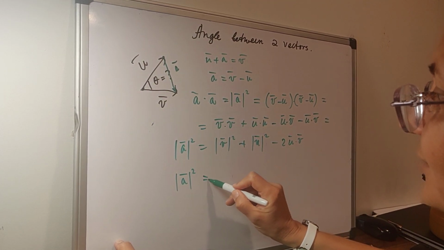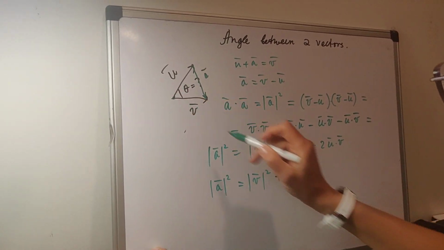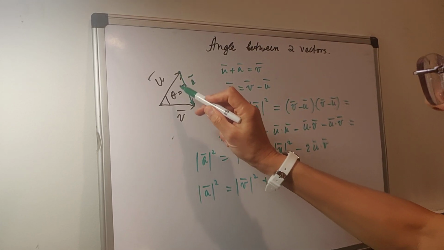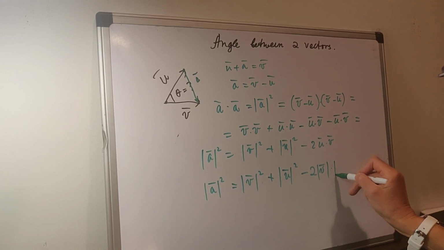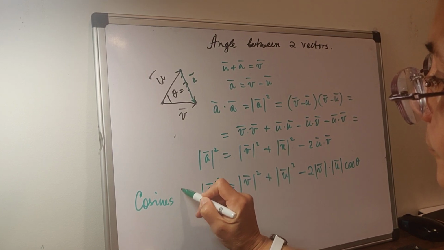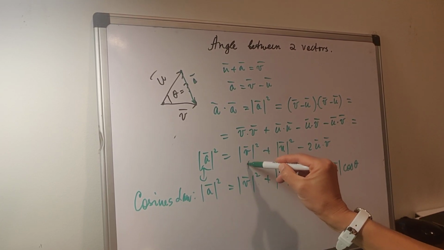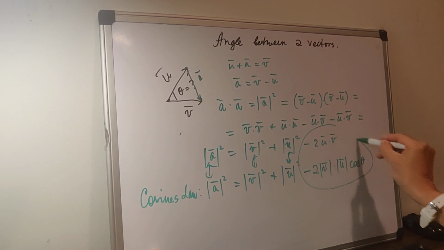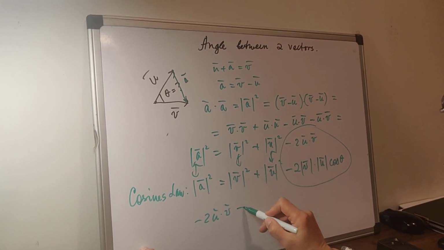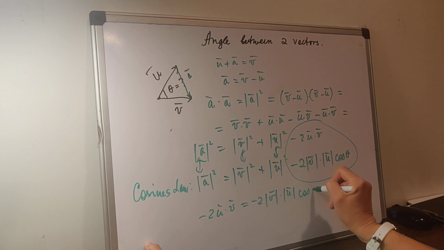The length of the side opposite to angle theta equals the length squared of this side plus the length squared of this side, where length means these bars, minus 2 times the length of side v times the length of side u, and the cosine of theta. That's the cosine law. We're going to compare these two expressions and see that these two are the same, these two are the same, so this must be the same. I'm going to write them down. Minus 2uv, that's the dot product, equals minus 2 length v, length u, times cosine of theta.